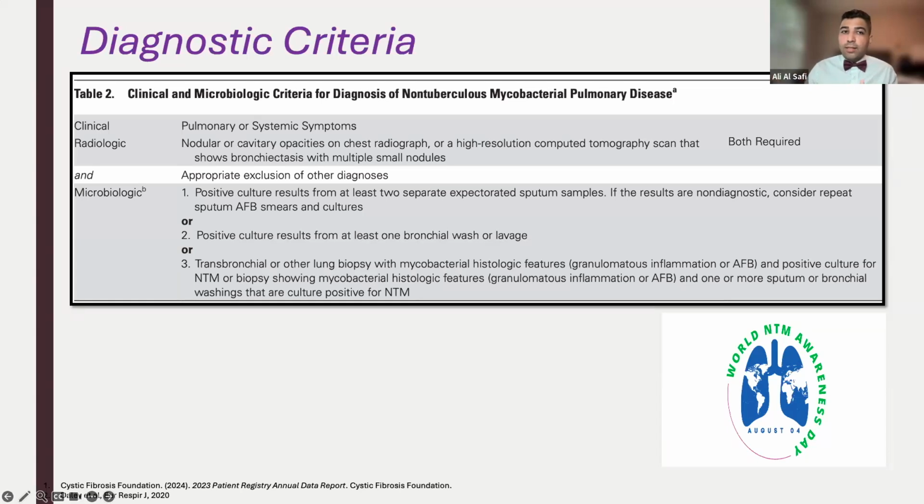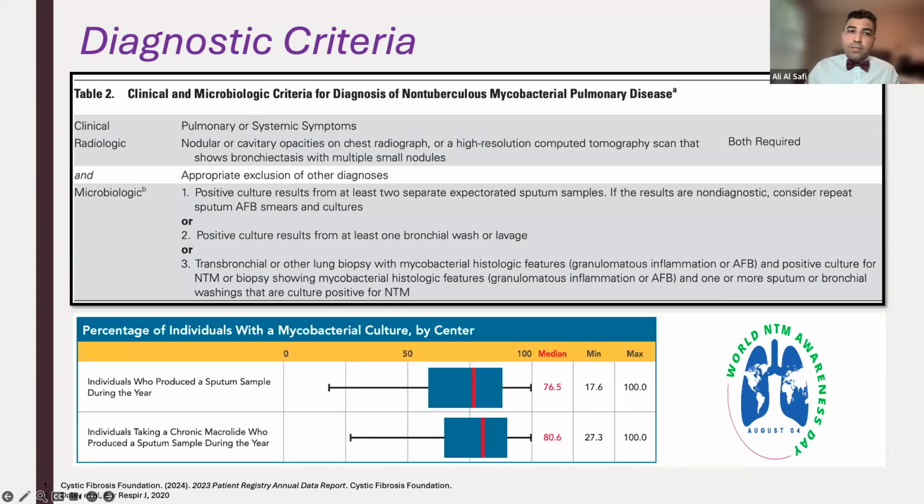Or one culture that comes from bronchoalveolar lavage, from a bronchoscopy sample. So 1 bronchoscopy or 2 sputa. Then the third criterion is 1 sputum sample plus a lung biopsy with evidence of mycobacterial growth.